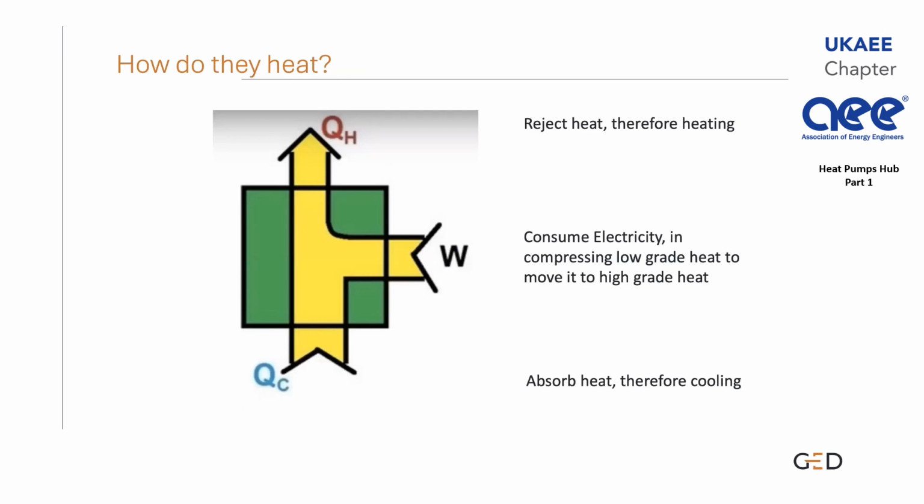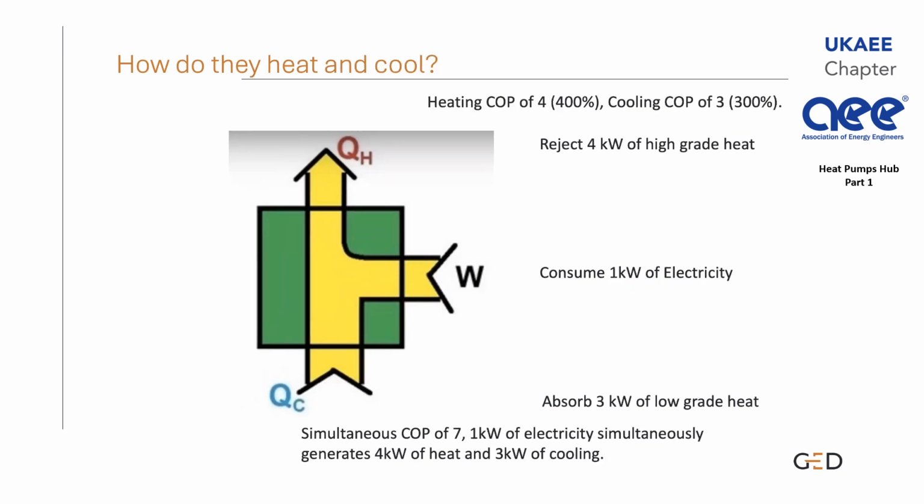So how do they heat? They absorb cold, we put electricity in, we compress that low-grade heat, and we generate a high-grade heat. So how do they heat and cool at the same time? Well, if we look at a chiller, traditionally they're air-cooled, absorbing energy from a refrigerator, and the byproduct of that is heat.